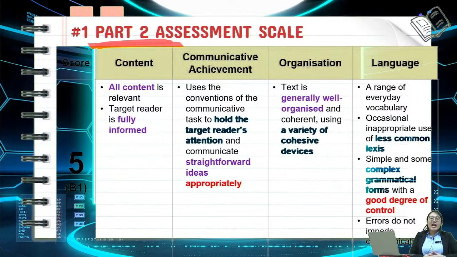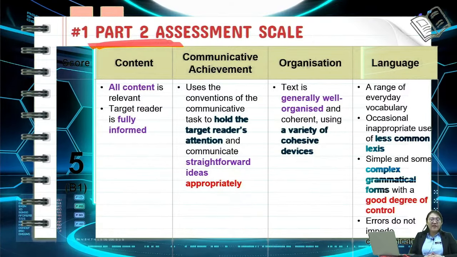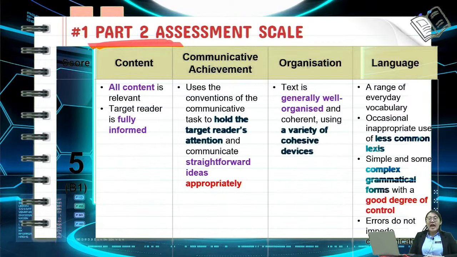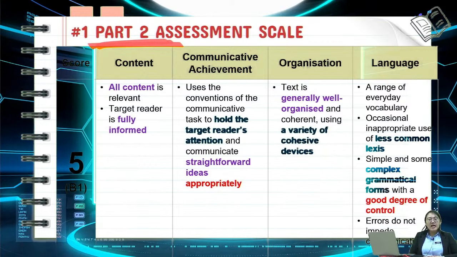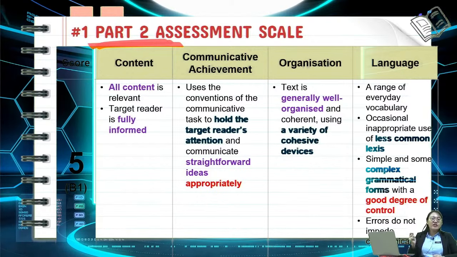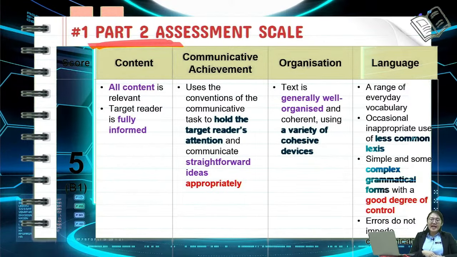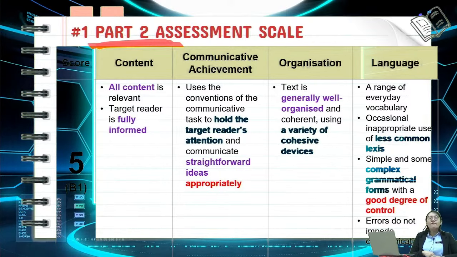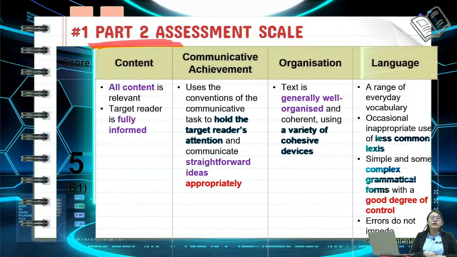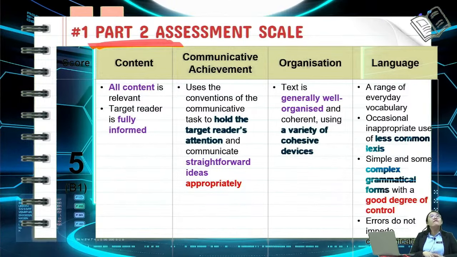It's just task fulfillment, to see if your content is relevant and if the target reader is fully informed. As for communicative achievement, in order to achieve band 5 for part 2, you need to be able to hold the target reader's attention, and to communicate straightforward ideas appropriately. Holding the target reader's attention is something that we don't have in our part 1. For organization, the text needs to be generally well organized, and you need to use a variety of cohesive devices if you want to achieve band 5. Unlike part 1, where you only need to use a limited number of cohesive devices, in part 2 you need a variety of them.